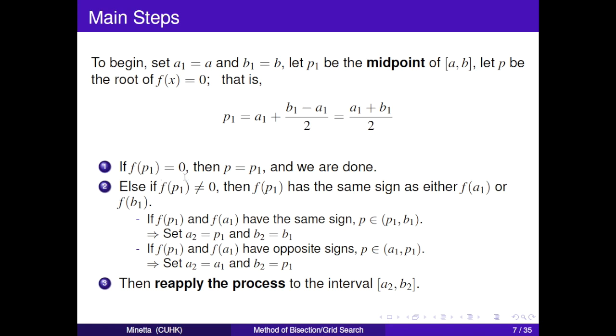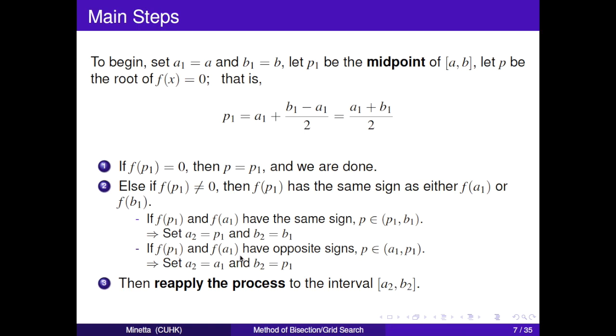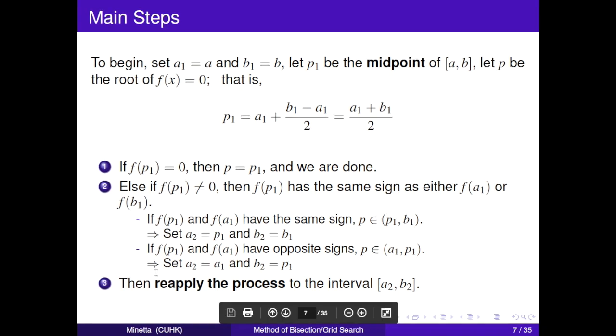If f(p1) equals 0, then we get what we want. Otherwise, if f(p1) and f(a1) have the same sign, p will be in interval (p1, b1). Then set a2 equals p1 and b2 equals b1. Or, if f(p1) and f(a1) have opposite signs, p will be in interval (a1, p1). Then set a2 equals a1 and b2 equals p1. Till now, we finish the first process, then repeat the process on the interval [a2, b2].